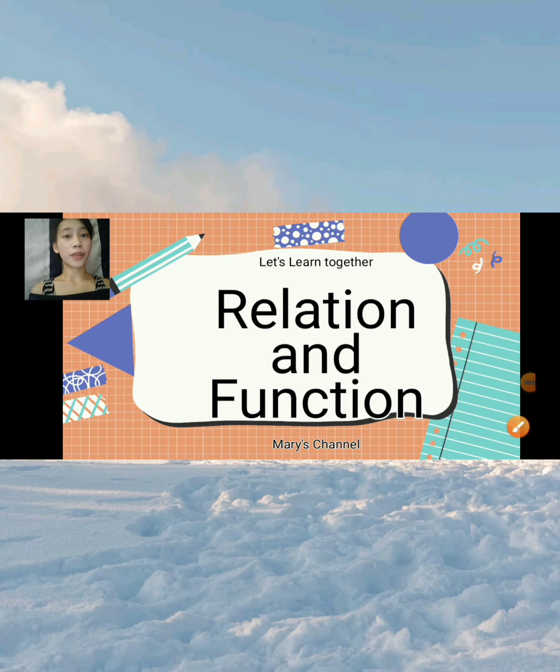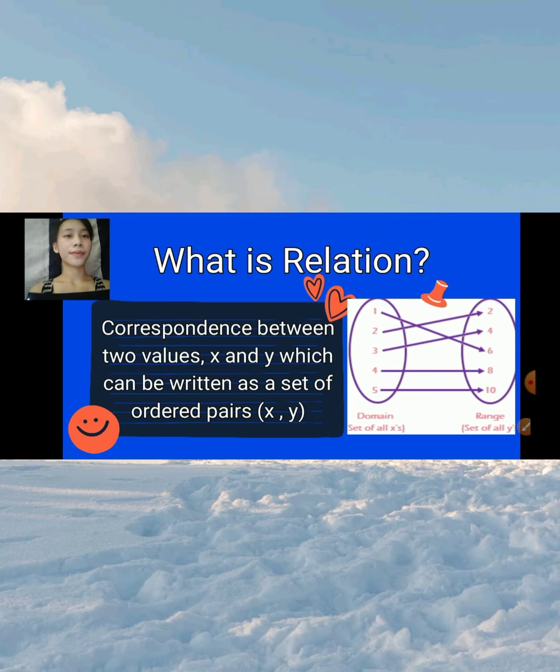Today, I'm going to share with you how we are going to determine if an equation is a function or not. And then we will recognize if it is an injective, bijective, or surjective function. Now, we will be talking about relation and function. First, let's define what a relation is.